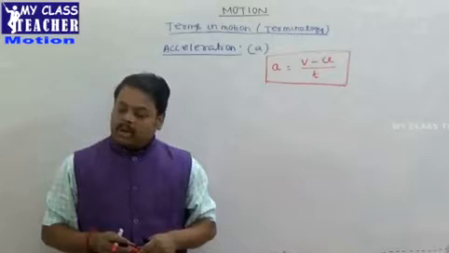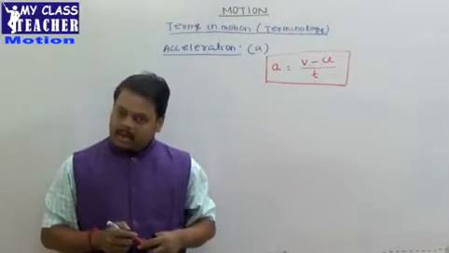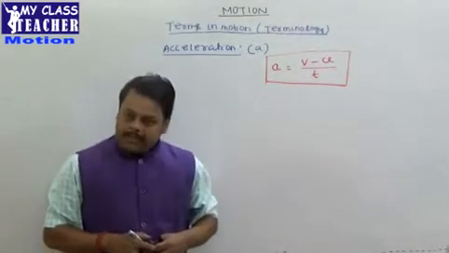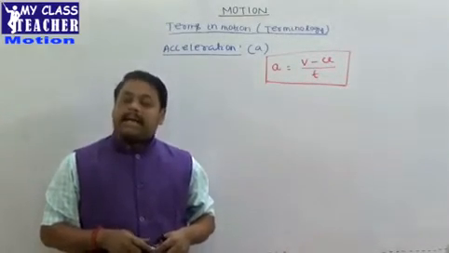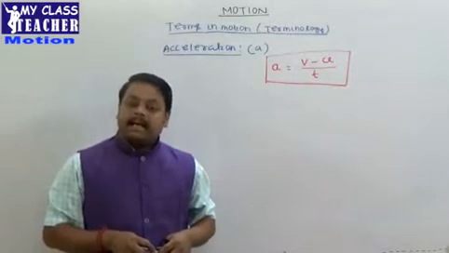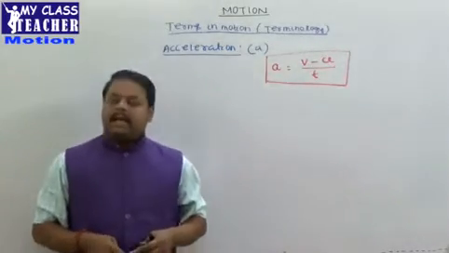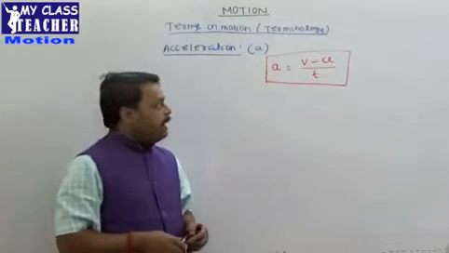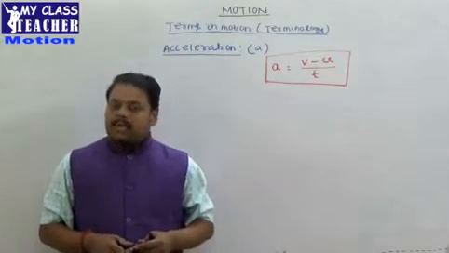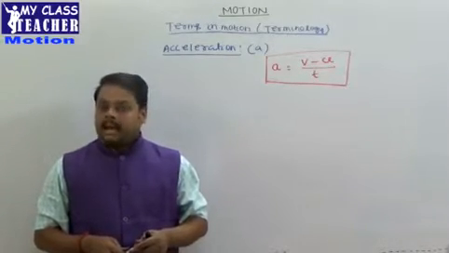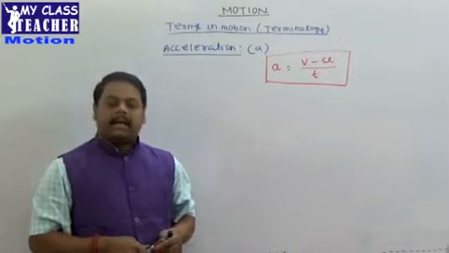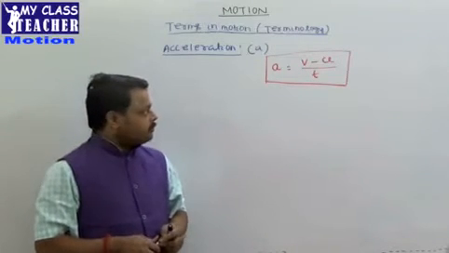Acceleration is a vector quantity. इसको लिखो. Acceleration is a vector quantity. It can be positive, can be negative, can increase with time, can decrease with time also.